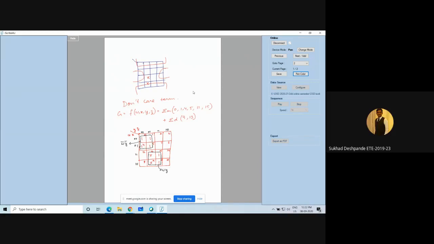Ma'am, we can do 1, 5, 7. As much as I can see, this group is giving me W bar Y bar and WY. Ma'am, it should be WZ. Yes, ma'am, it's WZ, not WY. So W bar Y bar plus WZ. This is WZ, right? Yes, ma'am.